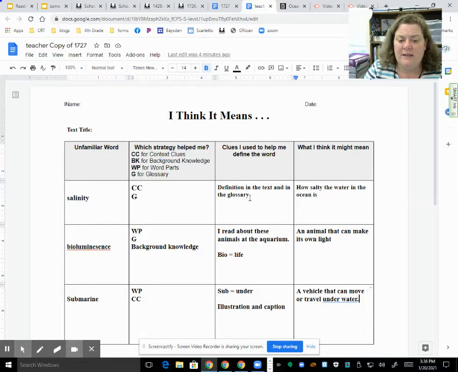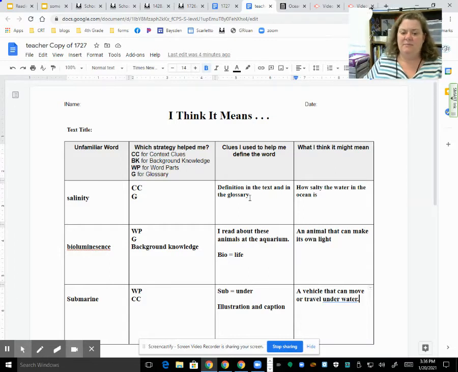So for bioluminescence, I used WP word parts, I used G glossary, and I used BK or background knowledge. So for bioluminescence, I kind of read about some bioluminescent animals when I went on an aquarium trip. So I kind of remember some things about those. And I could also say word part, bio meant life. And so I came up with the definition, an animal that can make its own light.